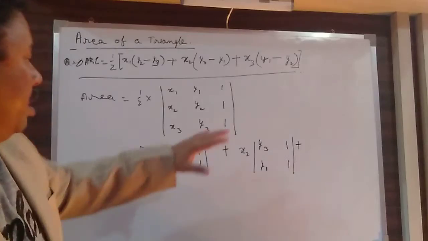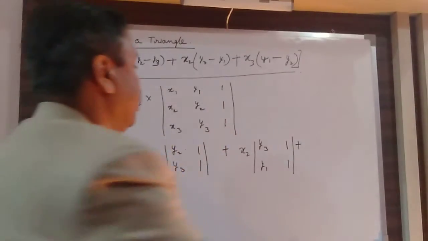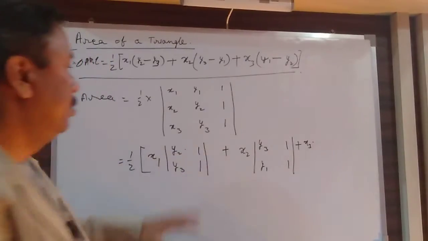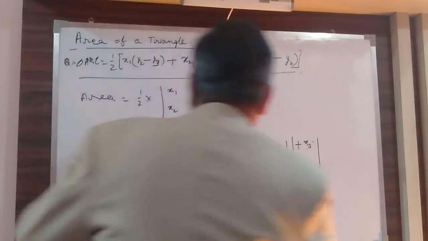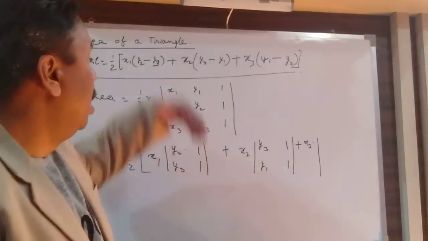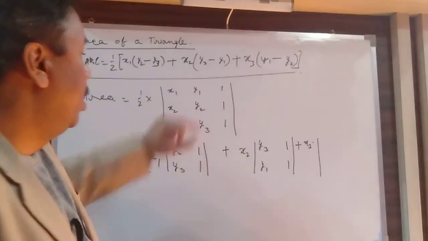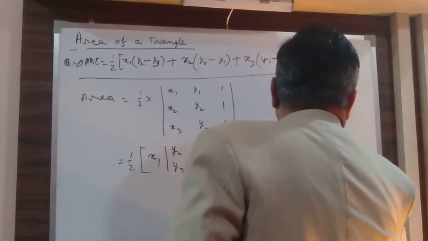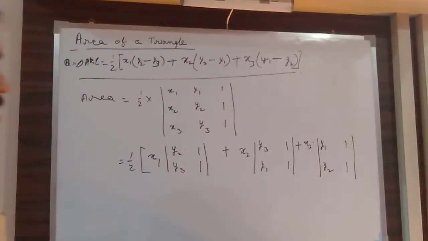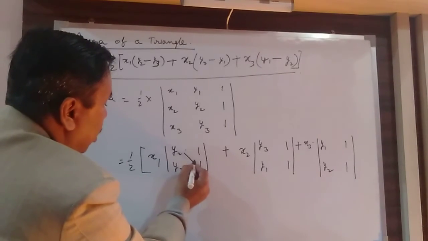Plus, now the third one, x3, multiplied by the new determinant. Again I will leave this row and this column, so go from there. So y1, y2, so it will be y1, 1, y2, 1. Okay, just remember you have to do it like this.